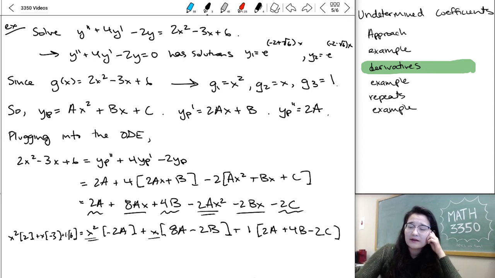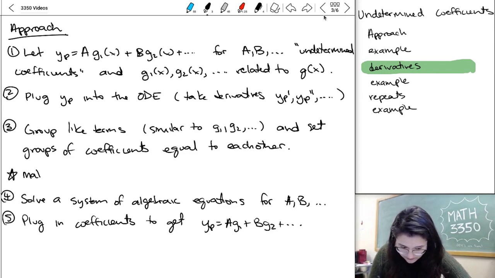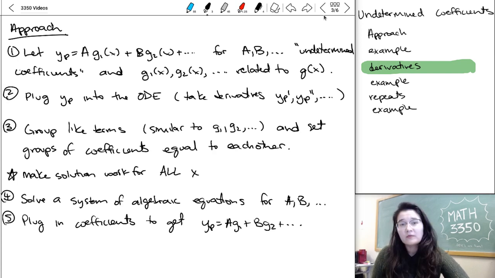Sometimes people are a little bit confused about which terms we group together and why. So there might be a temptation to group all the A terms together, all the B terms together. So I just want to make a note in that approach that what we're trying to do is make our solution work for all x values. Because y is a function of x, so it should always be true, no matter what x value we're at.